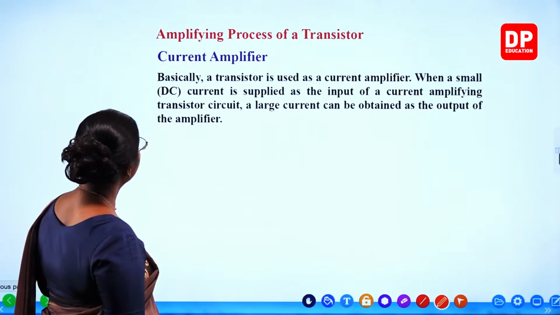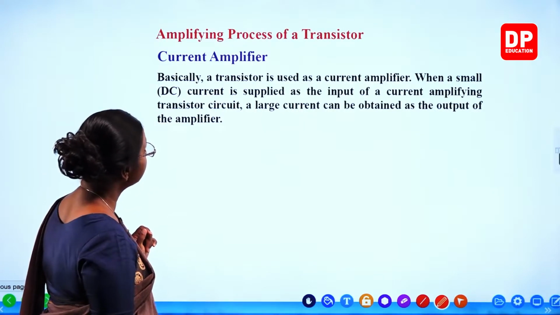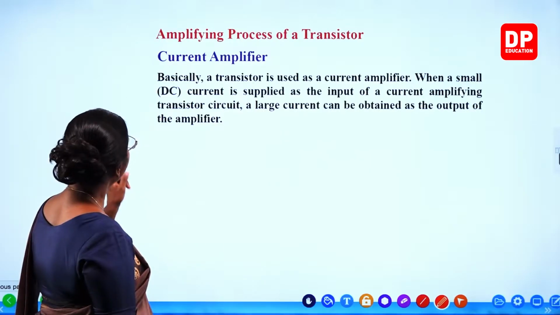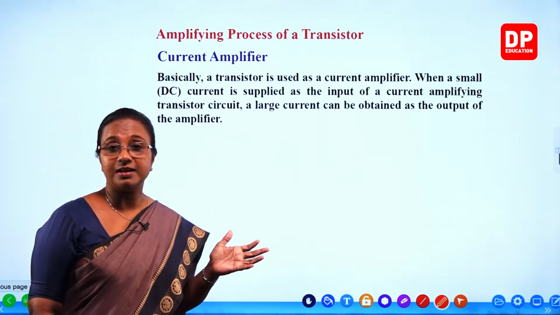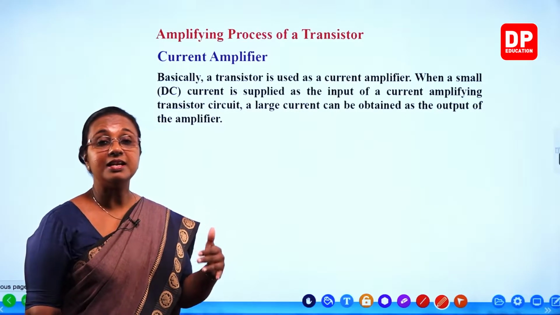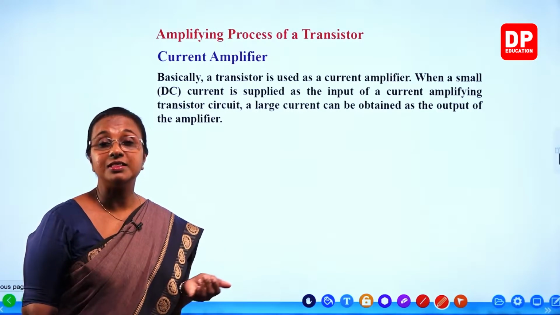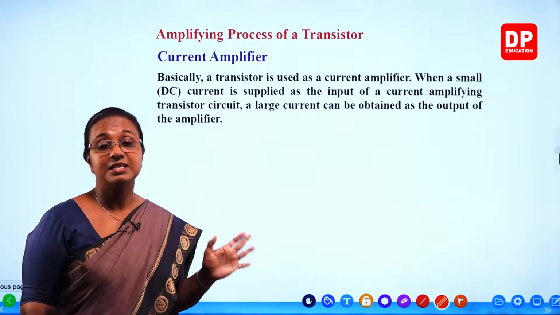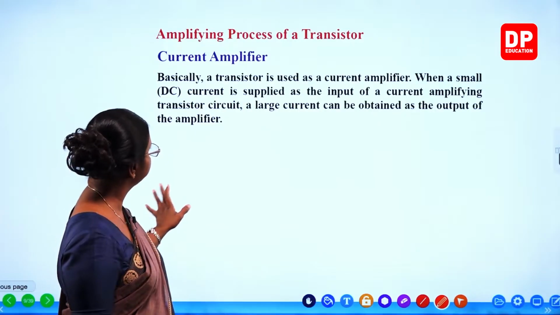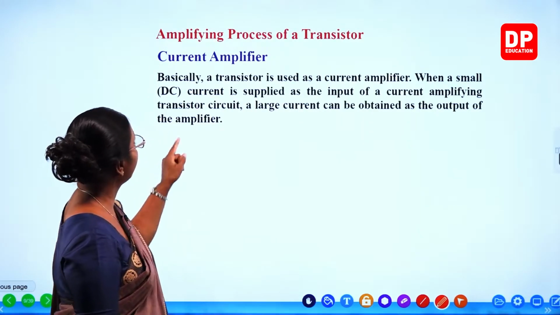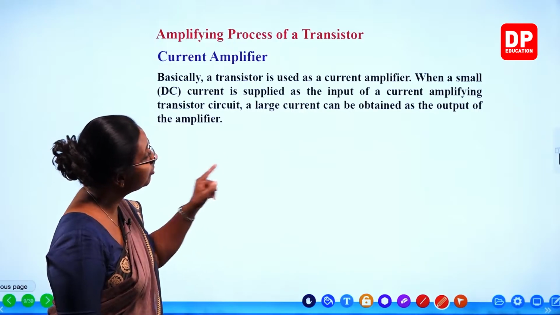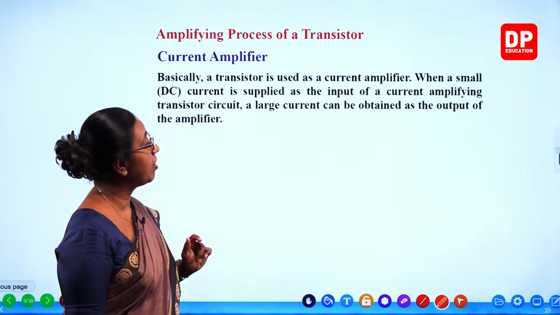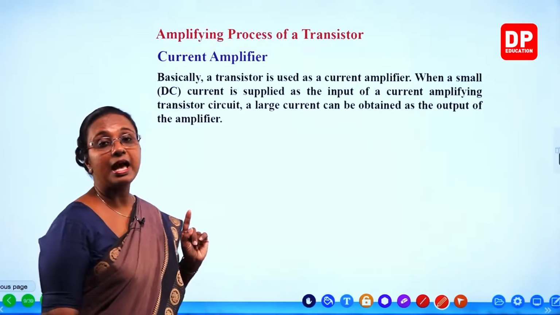So when we say current amplifier, basically a transistor is used as a current amplifier. When a small DC current, what is a DC current? A direct current, a current that does not change direction with time, or current that flows only in one direction in a circuit. That is a direct current. So when a small direct current is supplied as the input of a current amplifying transistor circuit, a large current can be obtained as the output of the amplifier.